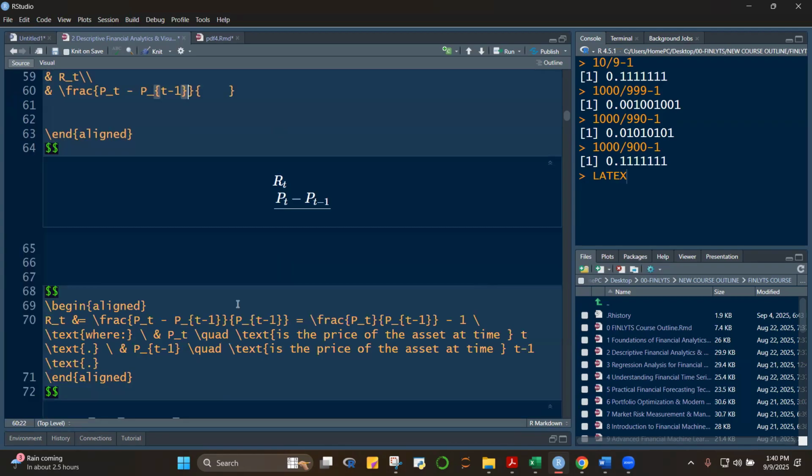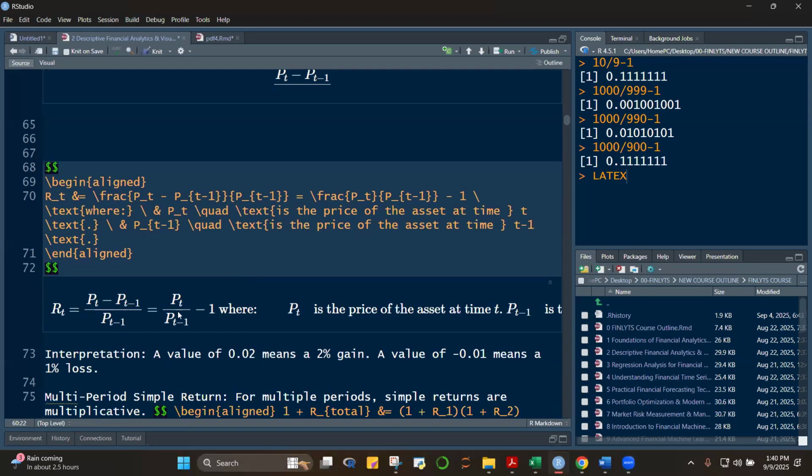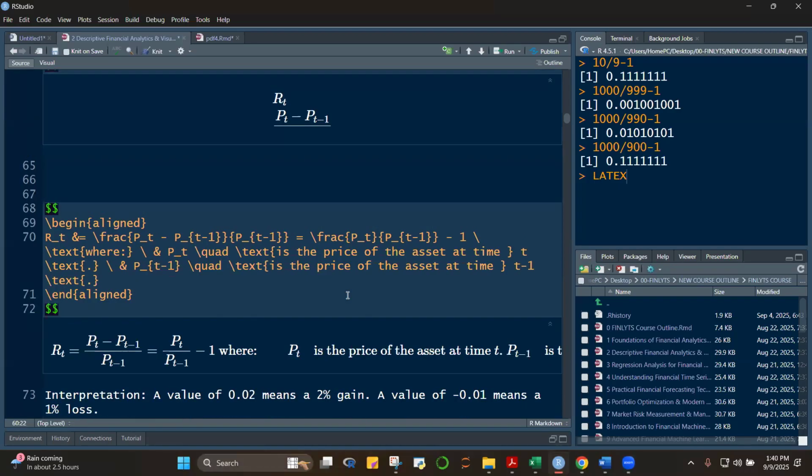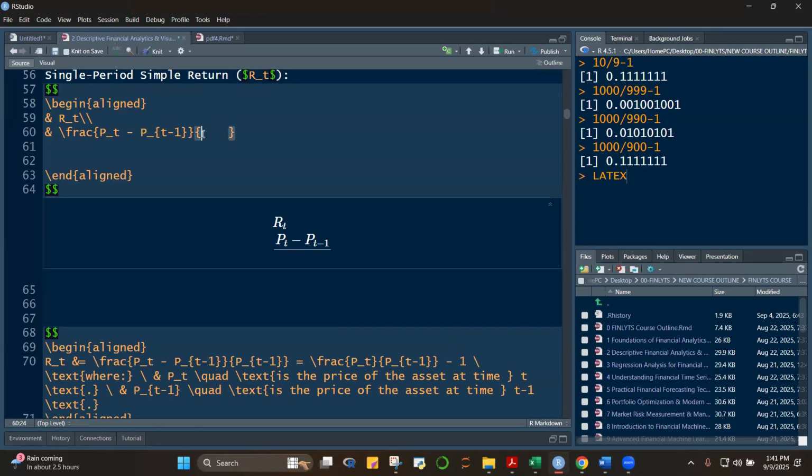Now what's our denominator? Our denominator is P sub t minus 1, this one. Okay? So I'll put here, again, it's not a text, P underscore, caret, curly brackets, t minus 1. Okay, there you go. So there's your fraction, class. Easy, no? See, at first, when you look at the code, of course you'll not understand because this is the first time you're using it.